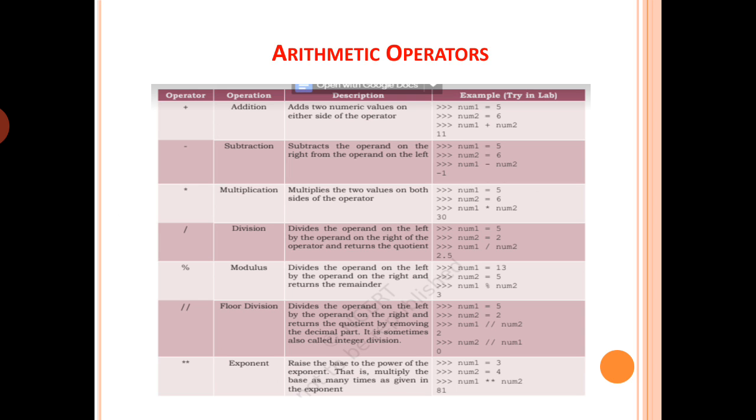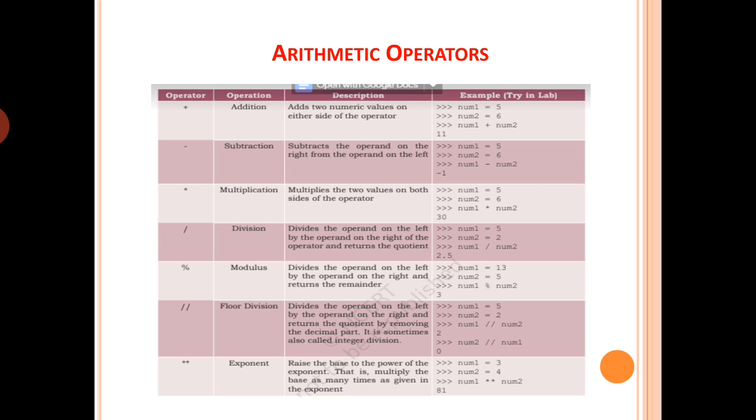Floor division divides the operand on the left by the operand on the right and returns the quotient by removing the decimal part. It is sometimes also called integer division. Now the example of it is num1 is a variable in which 5 is stored, num2 is a variable in which 2 is stored. So num1, the floor division symbol we have used, and num2. What will it do? It will divide the value of num1 by num2 and return the quotient without the decimal point. It will remove the decimal part from the quotient and return only the integer part.